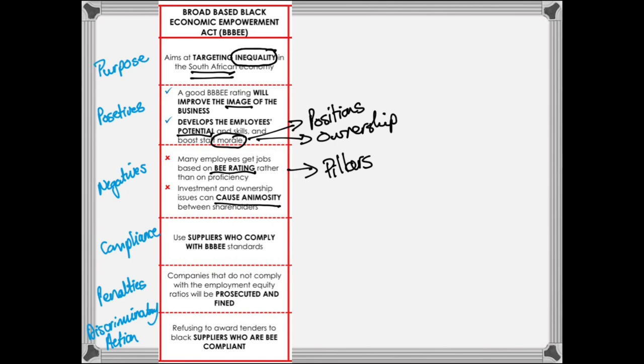So compliance, when the business complies, you look at preferential procurement. So where do the businesses buy their resources? So that means where do they purchase the things that they need? So that's one of the things that you can look at with the BEE standards. Companies that do not comply can be prosecuted and fined, and that can then end up in court. So refusing to award tenders to black suppliers who are BEE compliant is a discriminatory action that can go against this particular act.